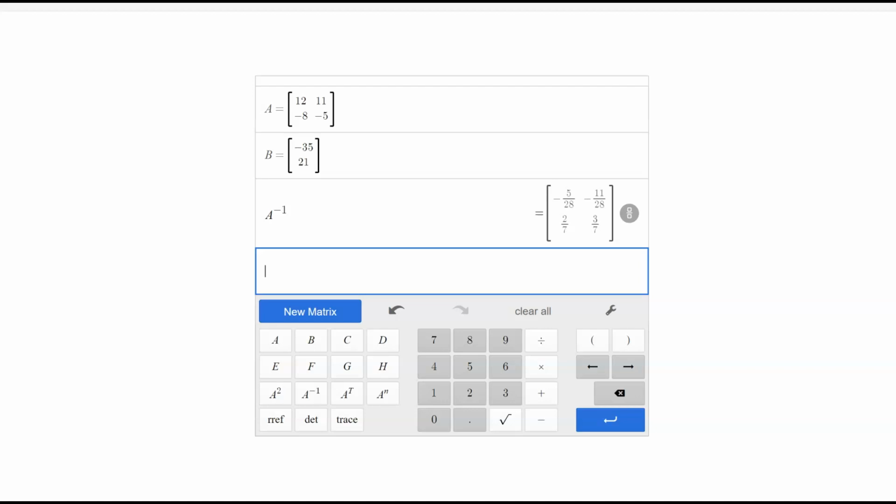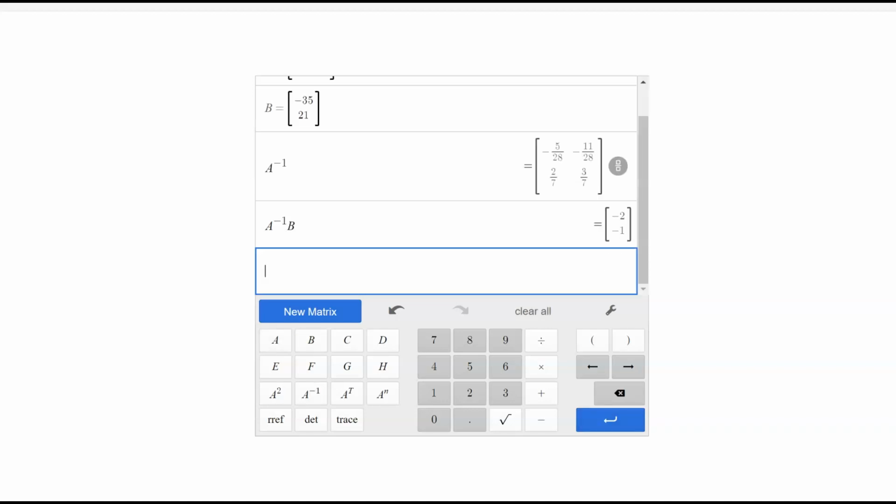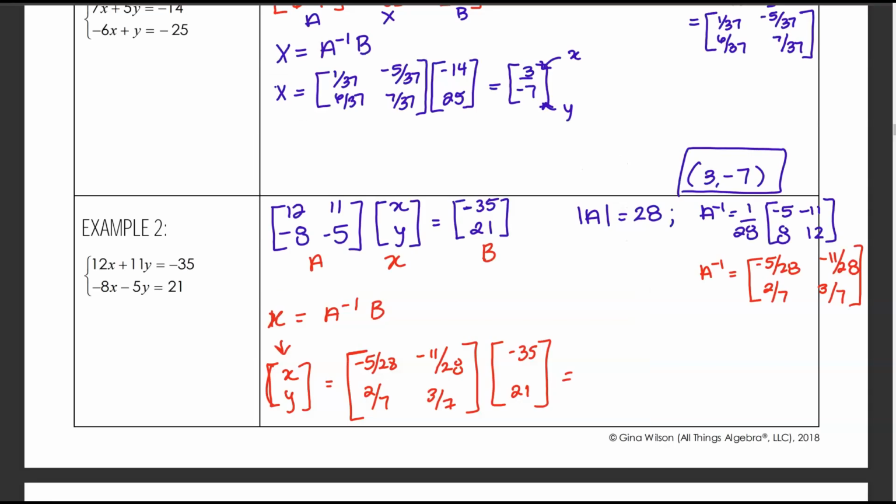So what I'm going to do now is I'm going to do A inverse, and I'm going to multiply it by B, and this is our answer, -2, -1, which came out really nice. So let's come back over here. So we know that this is going to equal -2, -1. Now, if you think about the fact that this is X comma Y, that means the X value is at the top, that Y value is on the bottom. So our ordered pair is -2, -1.